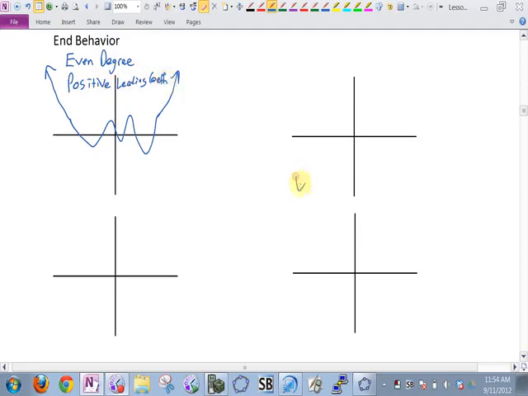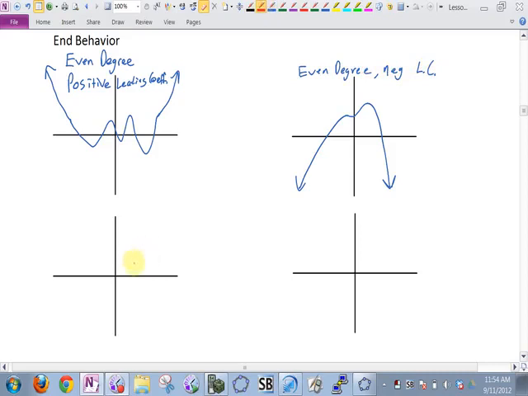Now, polynomials could also be down to the left and down to the right. So positive inputs output negatives, and negative inputs also output negatives. So it's still going to be an even degree, but what can you tell me about the leading coefficient? That will be a negative LC.